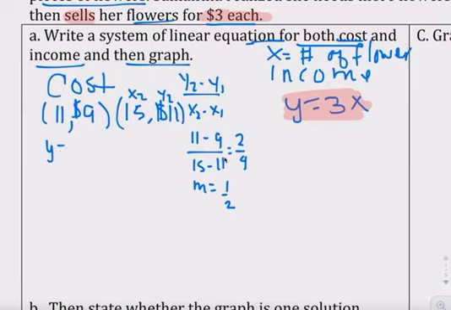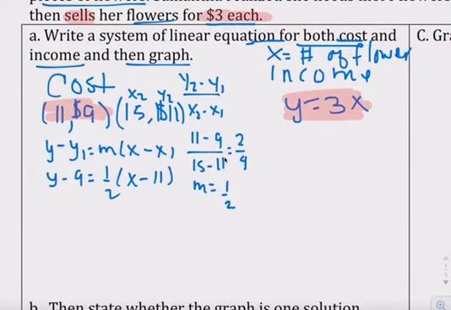So we got y minus y1 equals m parentheses x minus x1. So we're going to use this because that's your x1, y1. So y minus 9 equals 1 half times x minus 11. Okay? So that gives you y minus 9 equals 1 half x minus 11 over 2.